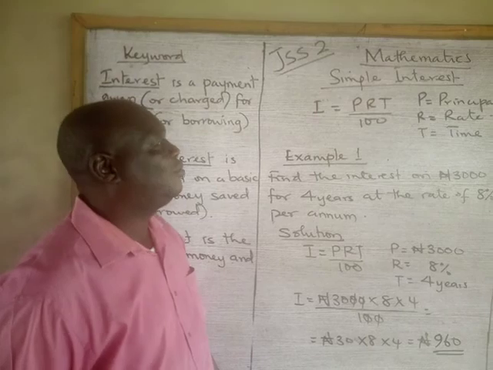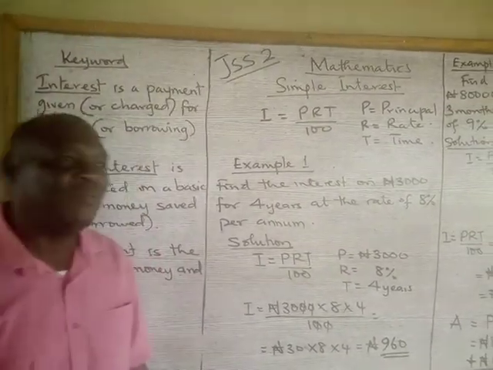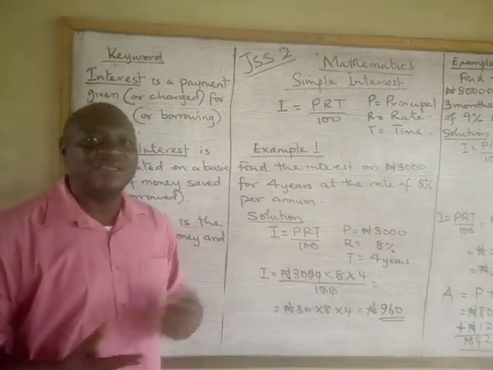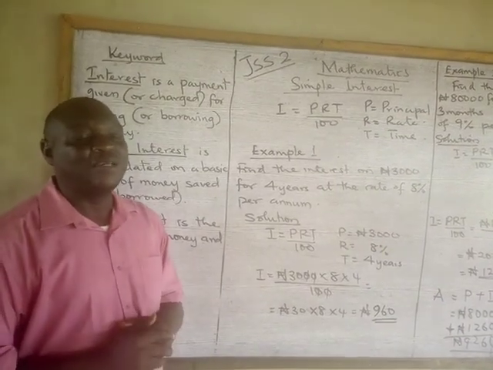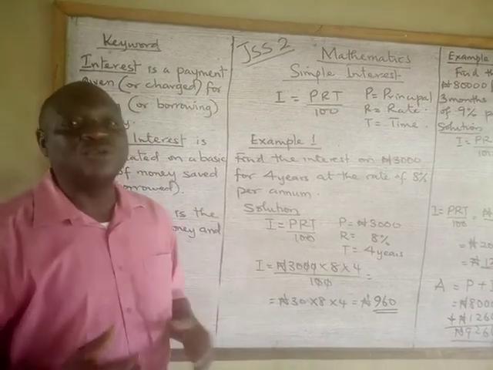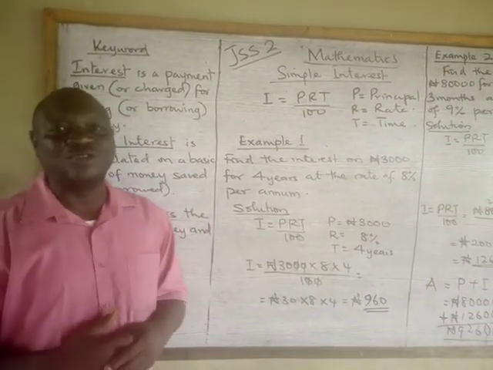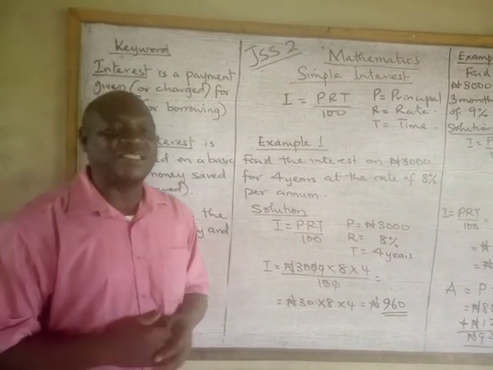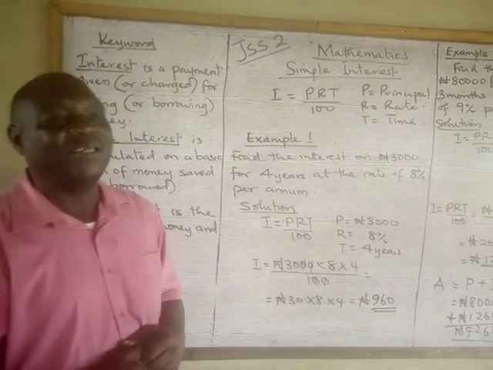For maths today, we'll be talking about simple interest. I believe you know whenever you sell a commodity, you try to make some extra money, and that extra money is known as profit. But in the case of simple interest, when you keep money, that is, save it, or you give out money, that is, you lend it out, there's a tendency for you to get extra change from that, and that extra change or money is known as interest.